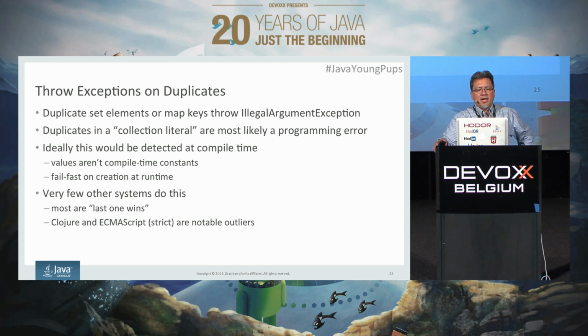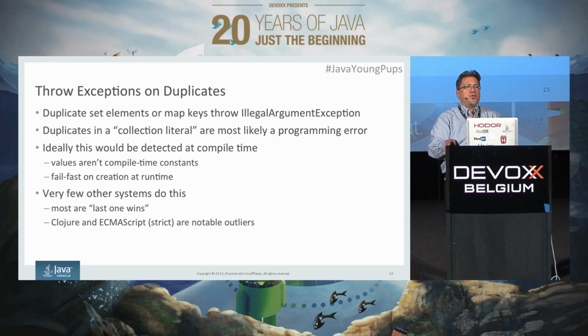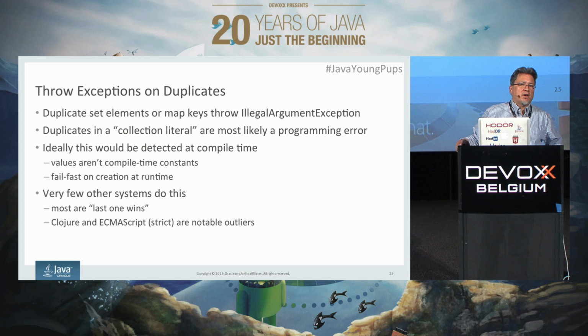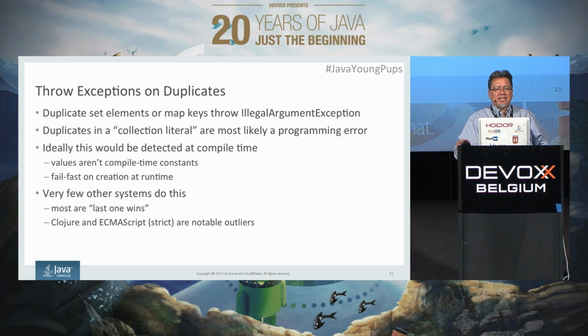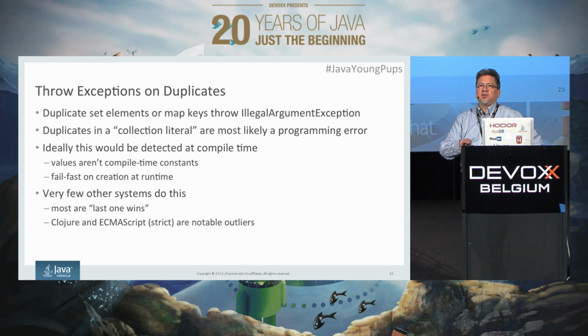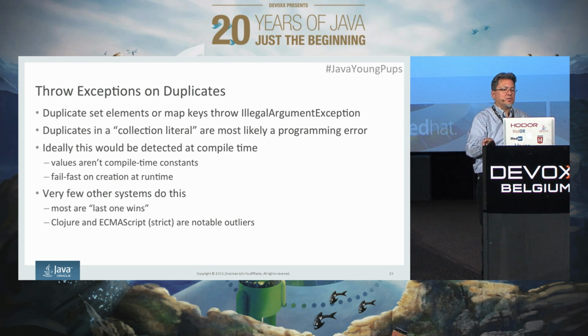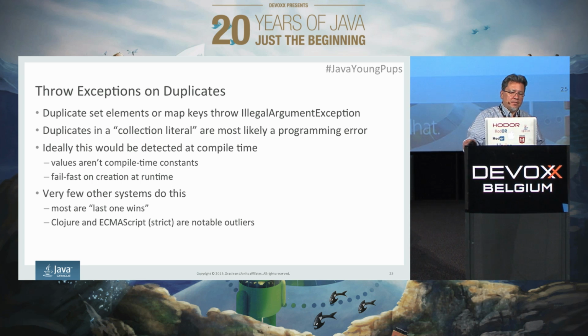In my survey, I found that there are very few programming systems that reject duplicates in this fashion. Clojure is one. Actually, Clojure has two means of doing it. There's a syntax that does reject duplicates, and then you can call some kind of constructor, and that has a last one wins policy. And ECMAScript in strict mode will reject duplicate keys if you specify them.